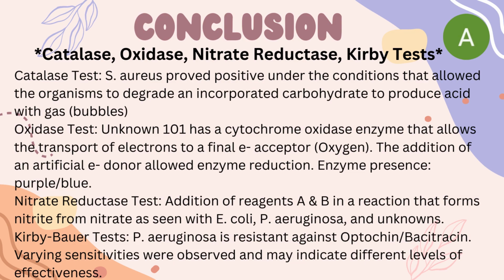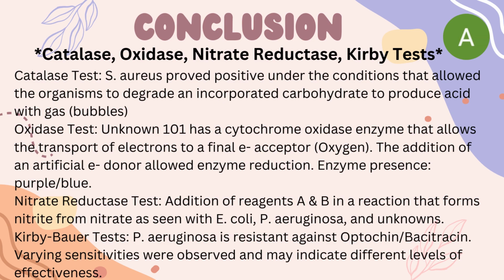Ultimately, the catalase test displayed S. aureus to be positive under the conditions that allowed the organism to degrade and incorporate a carbohydrate to produce acid with bubbles. For the oxidase test, unknown 101 was observed to have a cytochrome oxidase enzyme that allows the transport of electrons to a final electron acceptor, in this case oxygen. The addition of an artificial electron donor allowed enzyme reduction, and therefore the enzyme presence was seen in the color change observed to be purple and or blue.